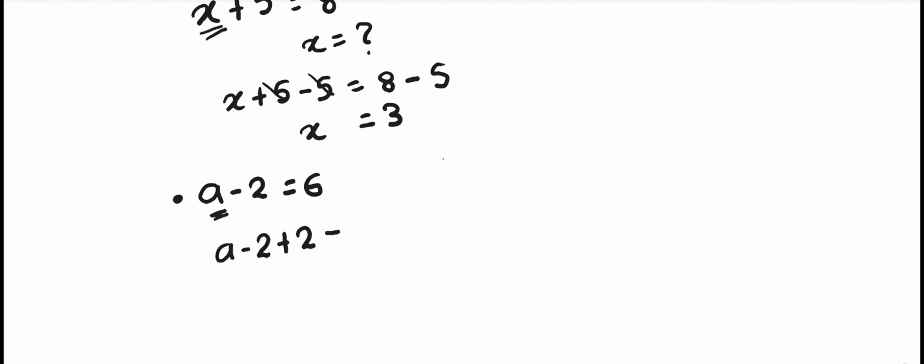I told you that if we do something to the left side, we need to do it to the right side as well. So 6 plus 2 is 8. Okay, this is very simple. Let's try another example.